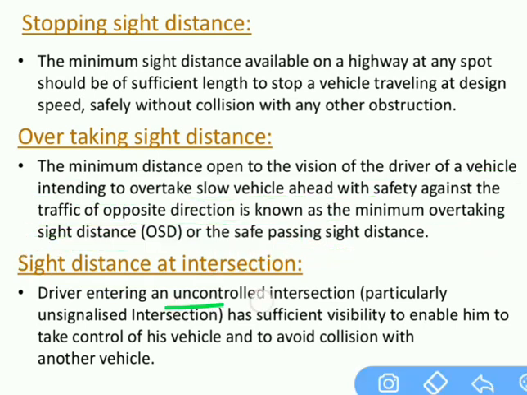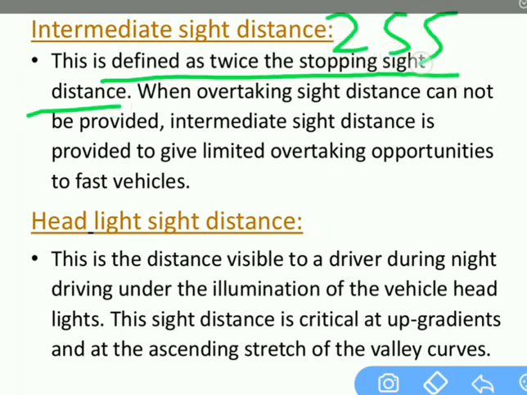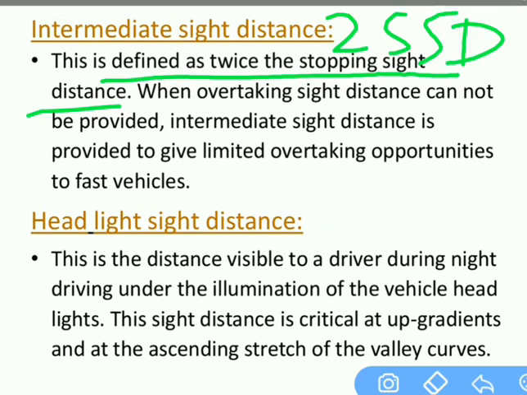Next, sight distance at intersection. If we have any uncontrolled intersection, then how much distance is required by a driver, that is sight distance at intersection. In all cases we are avoiding the collision, that's it. Next, ISD. This is defined as twice the stopping sight distance. Just now I told 2 times of SSD. Directly we are taking it as ISD.